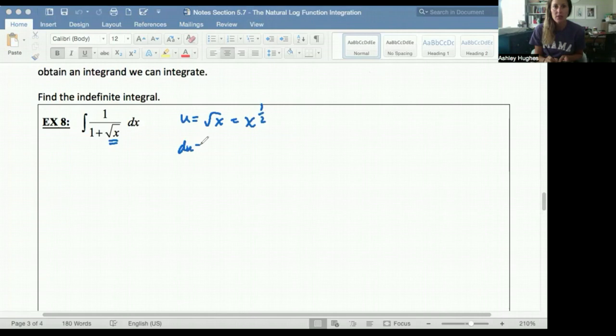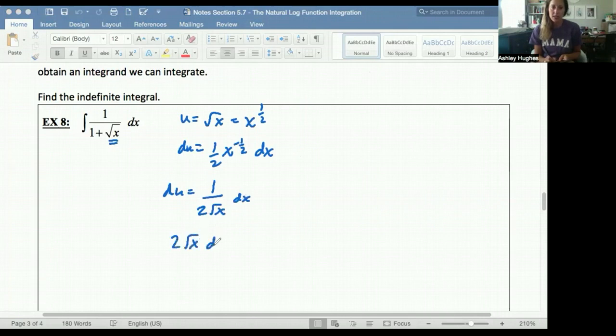So the derivative of u then would be 1/2 x to the negative 1/2 dx. Or another way of looking at that is 1 over 2 root x dx. We solve for dx, we get 2 root x du equals dx. But what's kind of unique about this problem is that the square root of x happens to also be known as u. So we actually get 2u du is equal to dx. So now we're going to rewrite this integral.